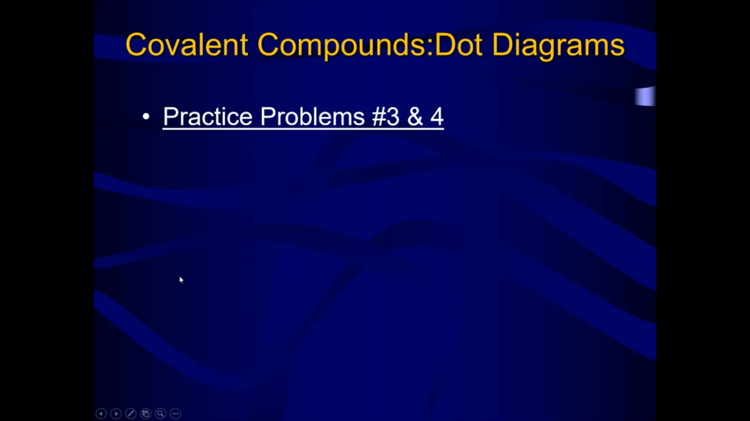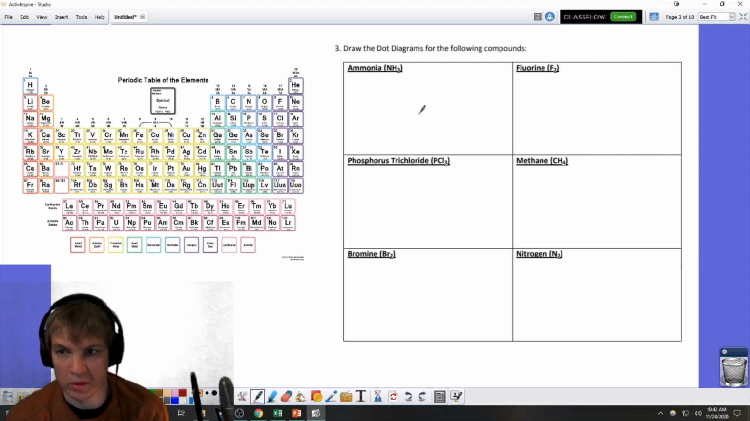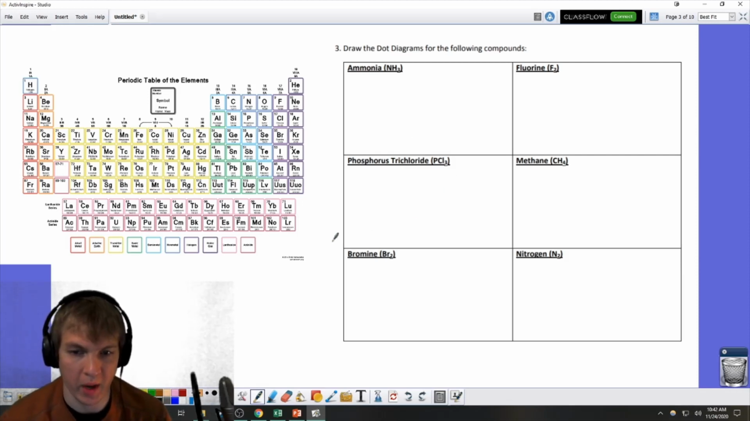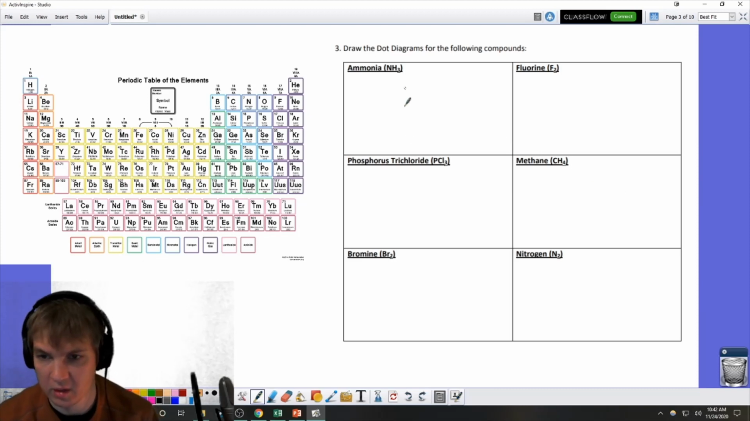All right, so let's take a look at practice problems 3 and 4, and we will work on some dot diagrams. Practice problem number 3 wants us to draw out these dot diagrams. So go ahead and pause the video, see if you can do some of these on your own. It might take a while because they do take a little bit of time to perfect and master. But come back to this and then we will start reviewing. But I'm going to go ahead and get started here.